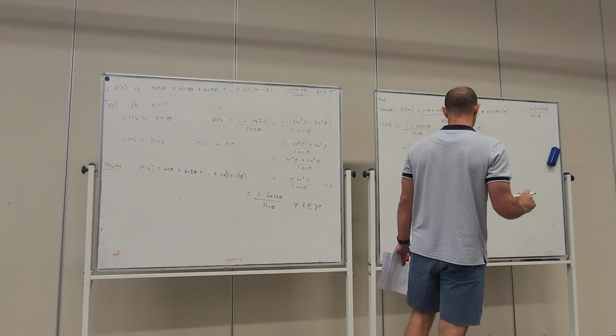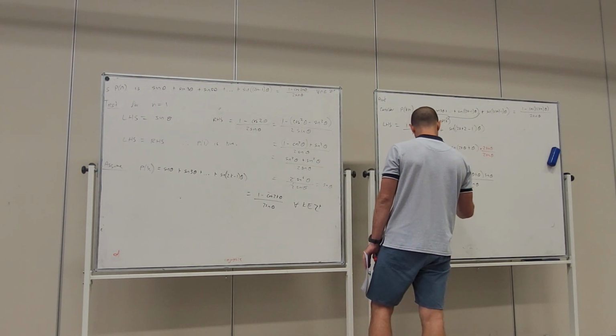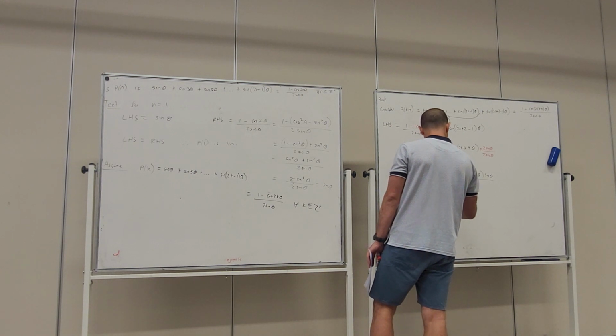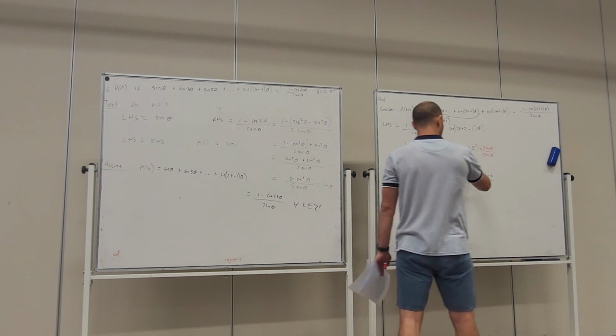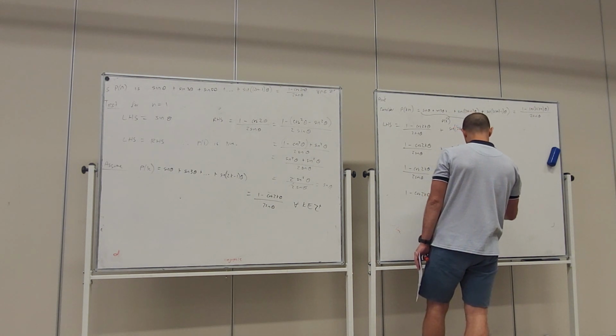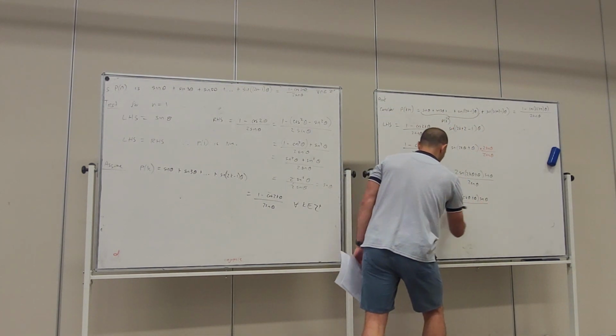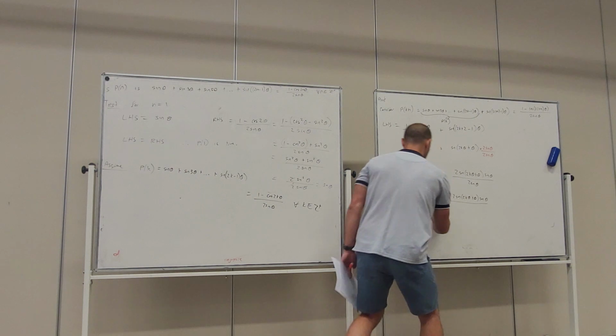Okay. So we have 1 take away cos of 2k theta, plus we've got 2 sine of 2k theta plus theta, sine of theta. And all of that is on top of 2 sine theta.